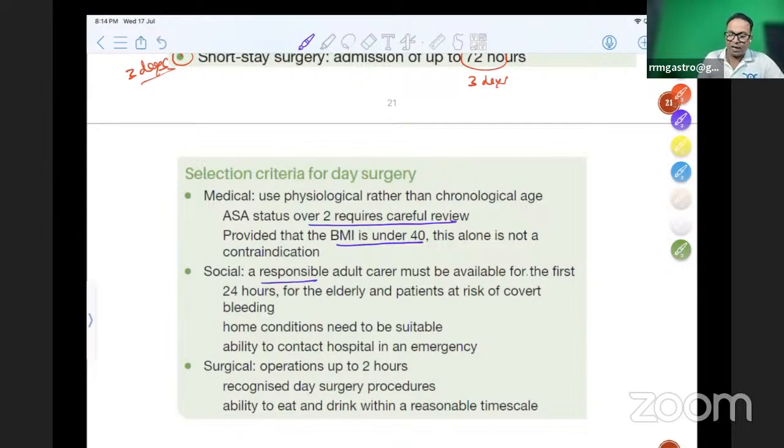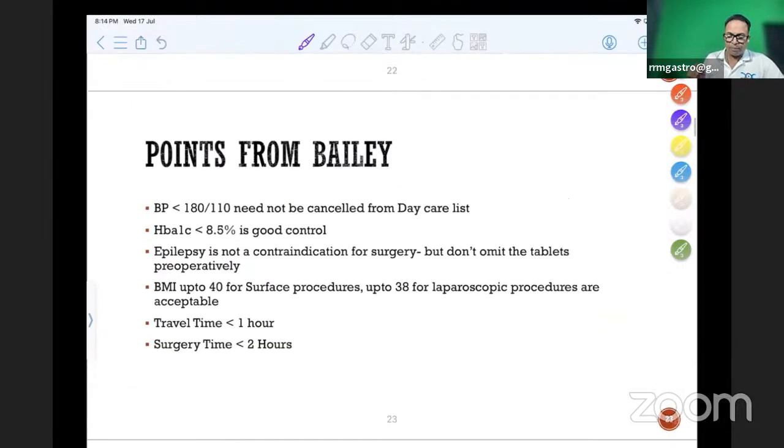A responsible adult should be available for the first 24 hours, with the ability to contact the hospital in an emergency. Operations should be done within up to 2 hours, and these are main points from Bailey and Love. So what can you take for surgery? BP less than 180/110. HbA1c less than 8.5. Epilepsy is not a contraindication, but don't omit the tablets preoperatively. BMI up to 40 for open surgeries and 38 for lap surgeries.